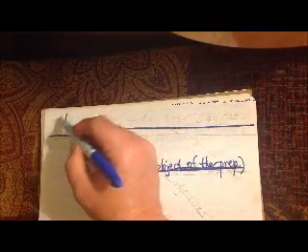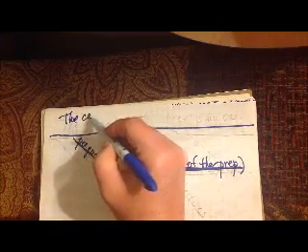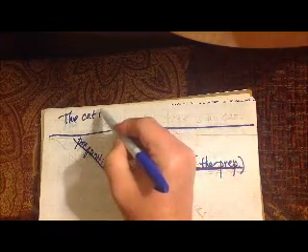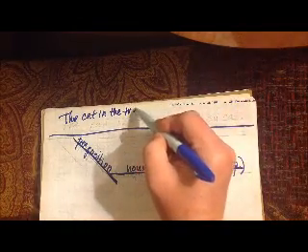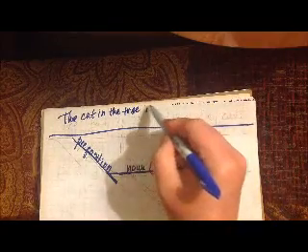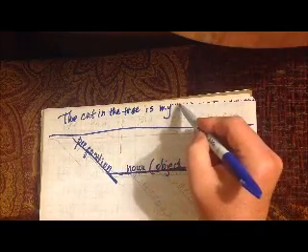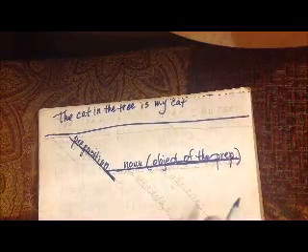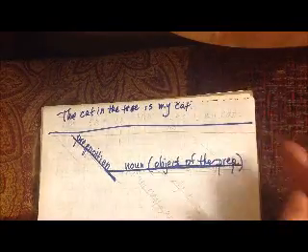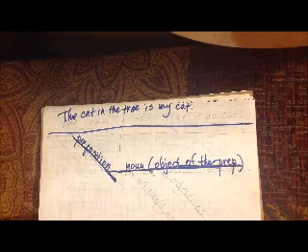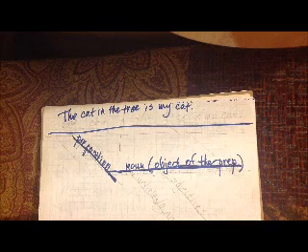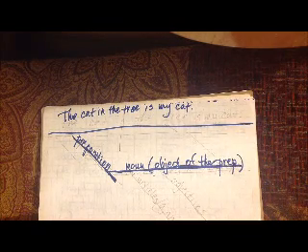What goes on top of the line? The major parts of the sentence. Only the major parts of the sentence float on top of the water. So let's approach this sentence with questions and see where all the parts go. What's happening? The cat in the tree is my cat.